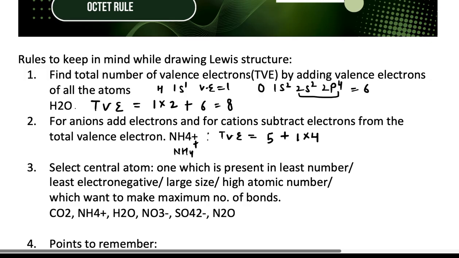So according to the second rule, if a plus charge is there, I have to subtract that number of electrons, whatever the charge is, from the total valence electron. Had it been plus 2, I should have subtracted 2. Okay, so since here only plus 1 is there, I need to subtract 1. So total number of valence electrons in case of ammonium would be 8. Okay, if a negative charge is there, I should have added that.